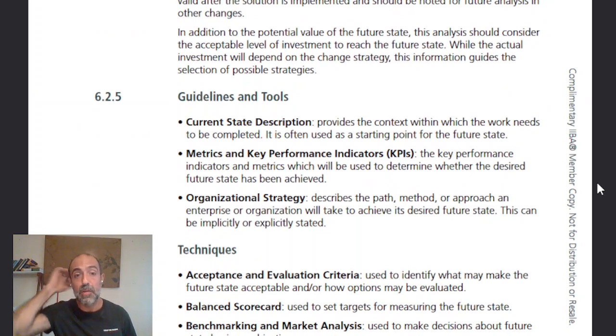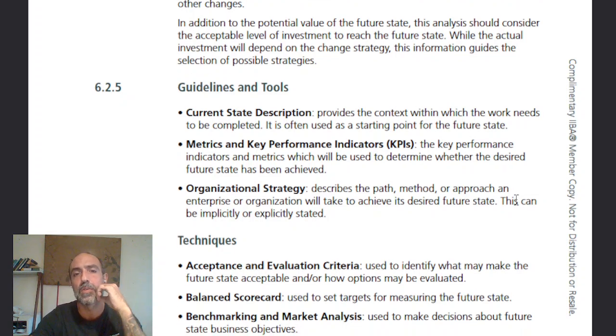In addition to the potential value of the future state, this analysis should consider the acceptable level of investment to reach the future state, while the actual investment will depend on the change strategy. This information guides the selection of possible strategies. So ultimately, what you're investing in is not really the future state, but the change strategy to reach it.